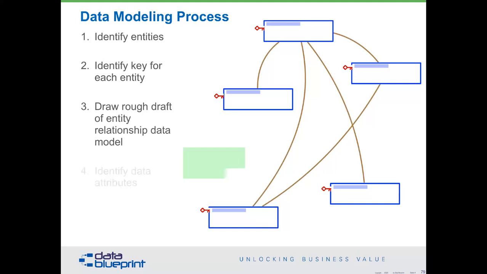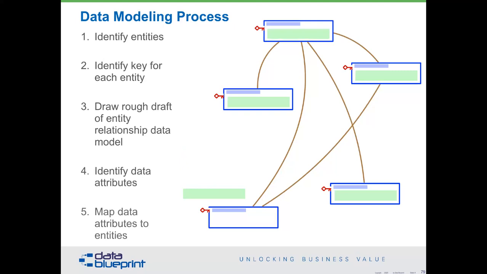Next step, identify the data attributes. What are the details associated with a bed, a person, whatever it is we're trying to do in looking at these? And put those attributes according to each one. Map the entity attributes to each of the entities. Now, that sounds pretty easy, but actually, this process is an iterative, cyclical process.